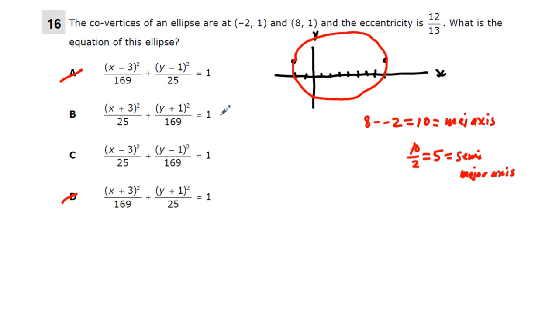Now if we locate the center of the ellipse, halfway between 8 and negative 2 is going to be 3. So this is going to be the center of our ellipse: 3, 1. So we're going to get x minus 3 squared plus y minus 1 squared. X plus moves to the left and x minus to the right. It's going to be C, just based on that.